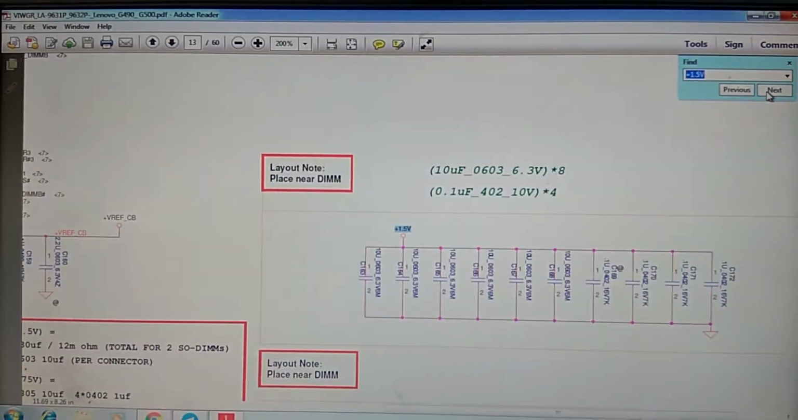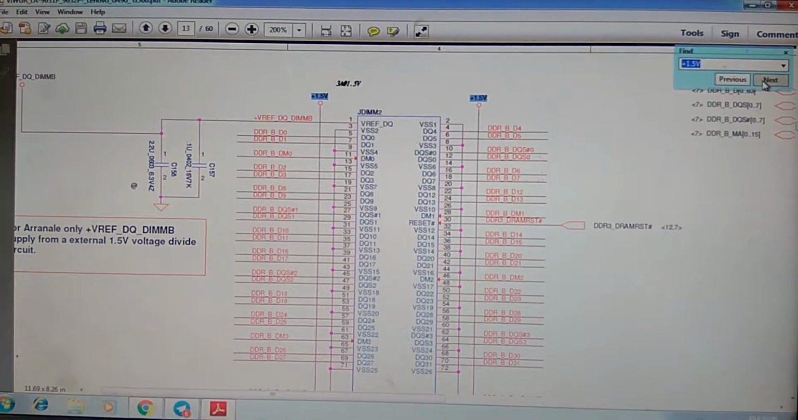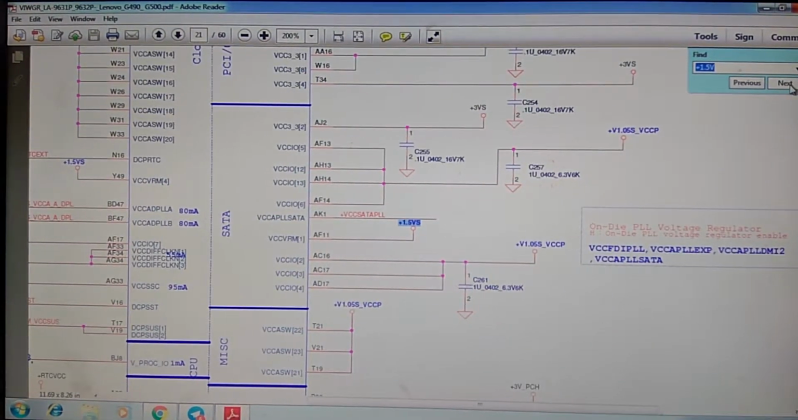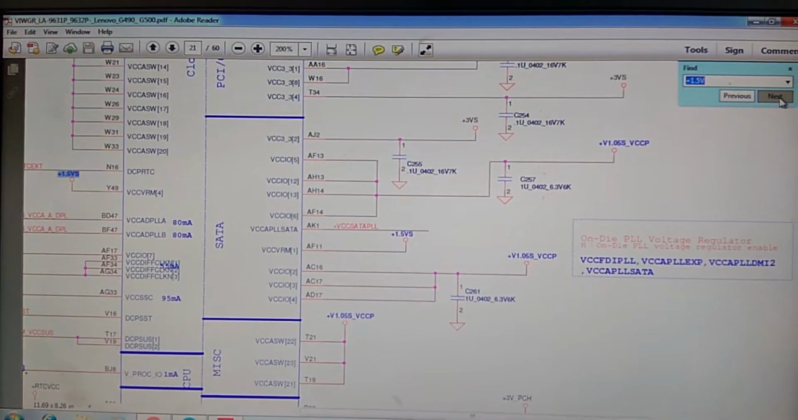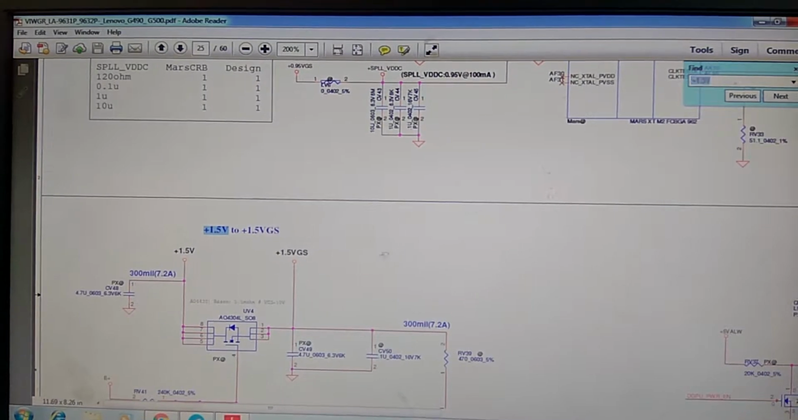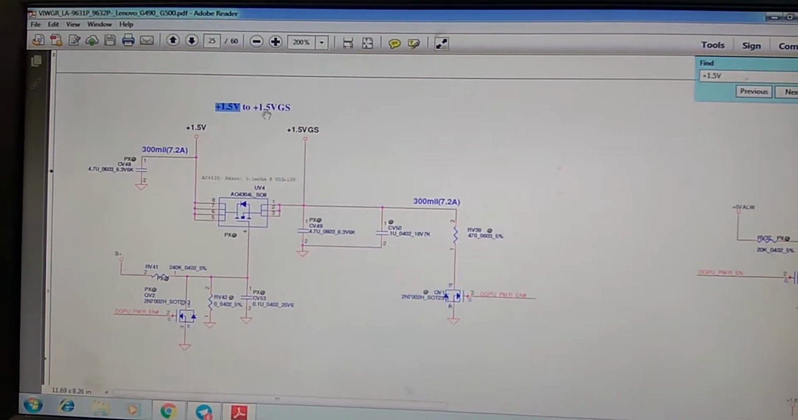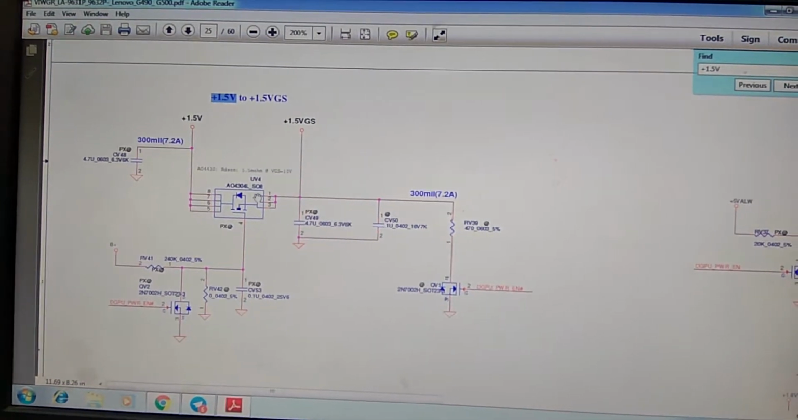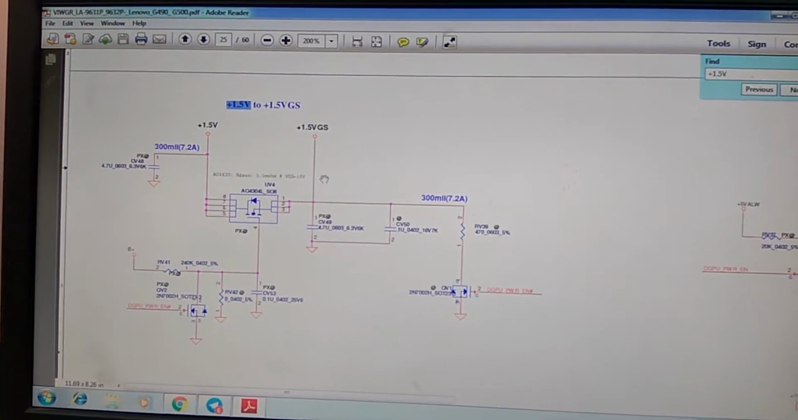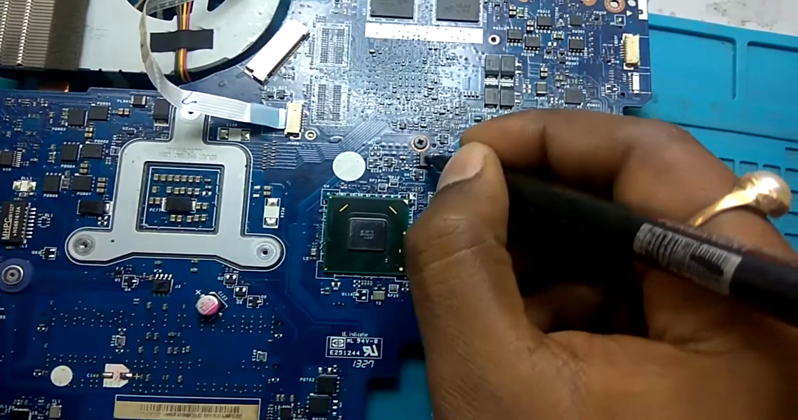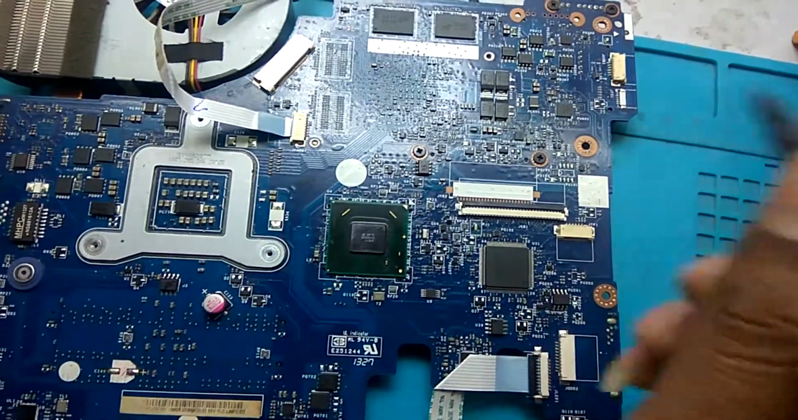Network registered 1.5 volt, again 1.5 volt. Okay, VS is different, it's VS. Search for only 1.5 volt. Okay, you can see here 1.5 volt to 1.5 volt VGS. Okay, UV4. Now mark on UV4. Where is UV4? This one is UV4. Okay, now again search.